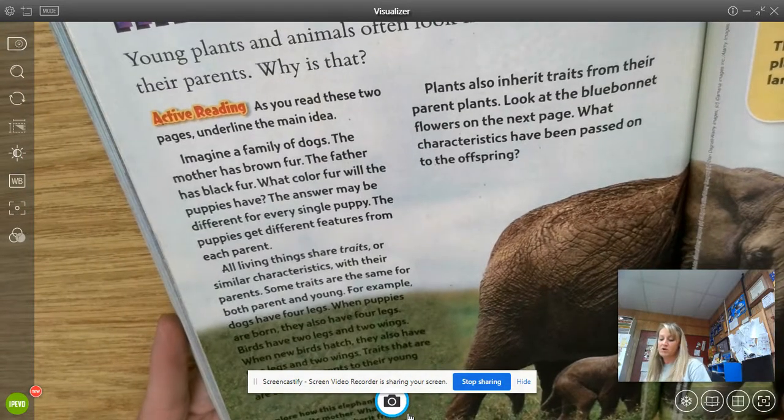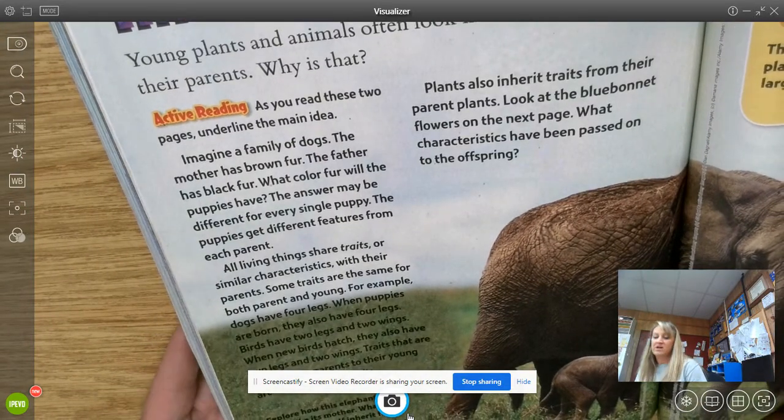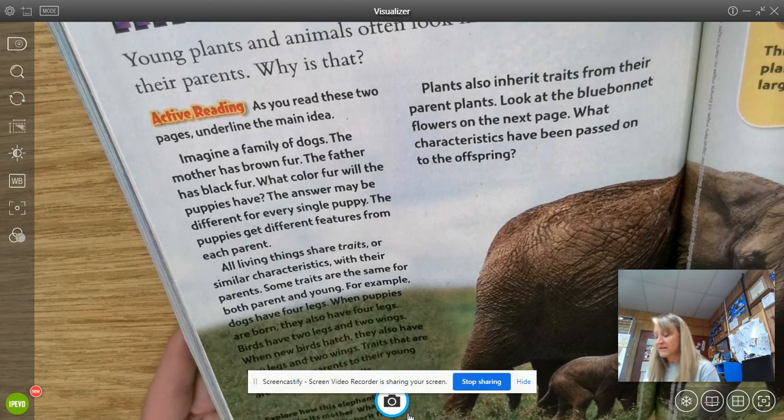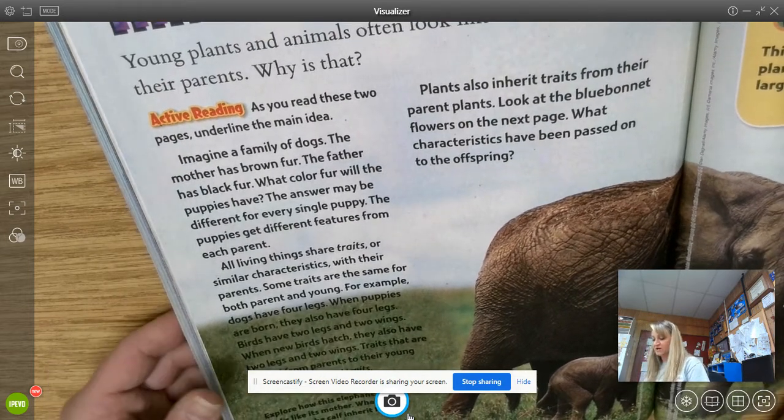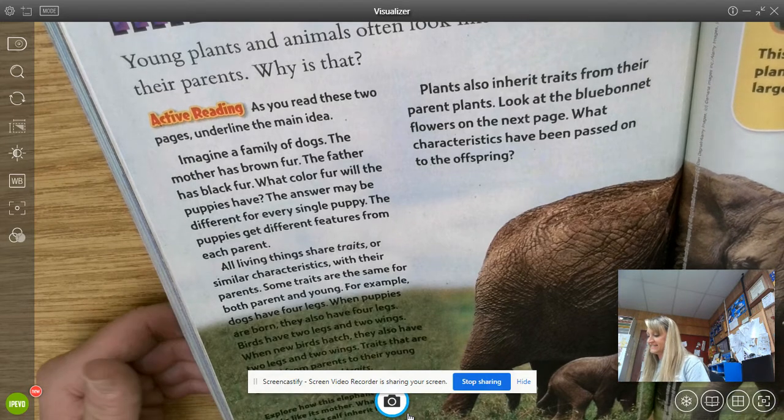Inherited traits. What did you get from your parents? Maybe you have the same color hair, the eyes, you look like your mom or you look like your dad. Those are the traits. Okay? Inherited comes from your parents. It's passed down.